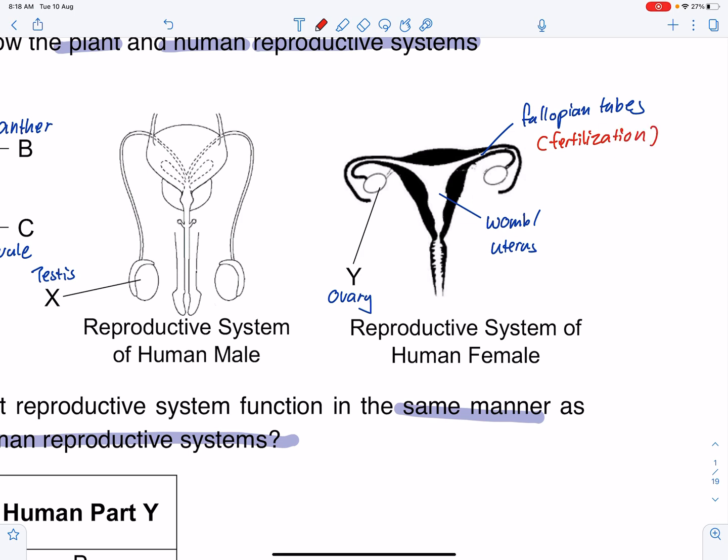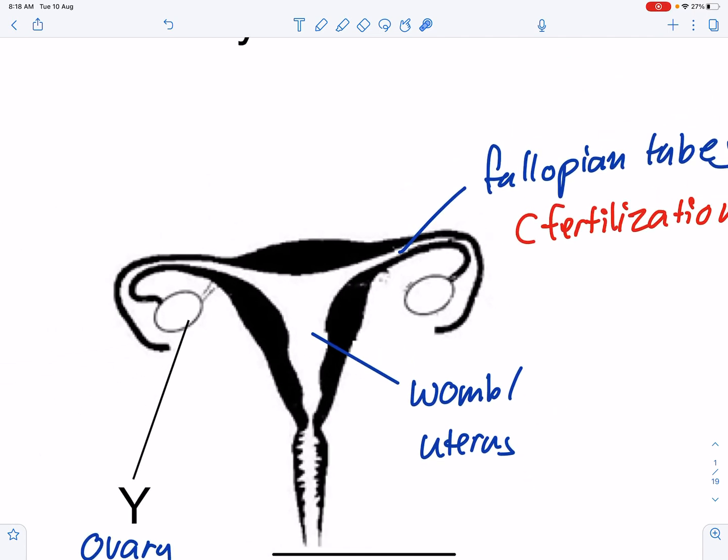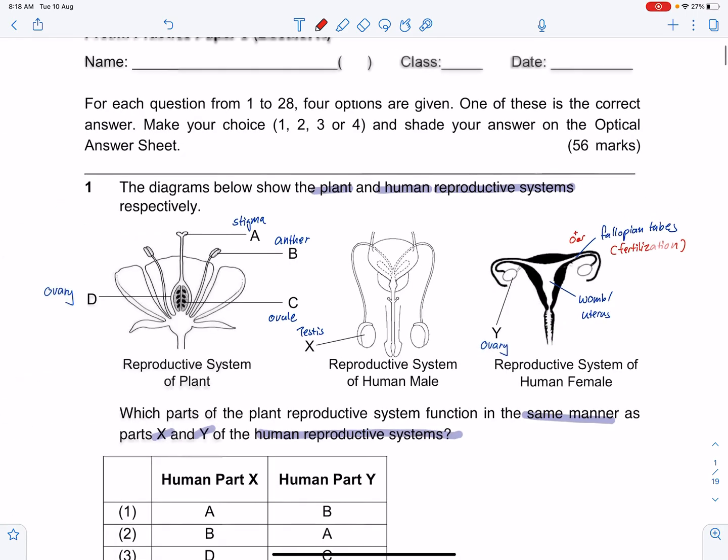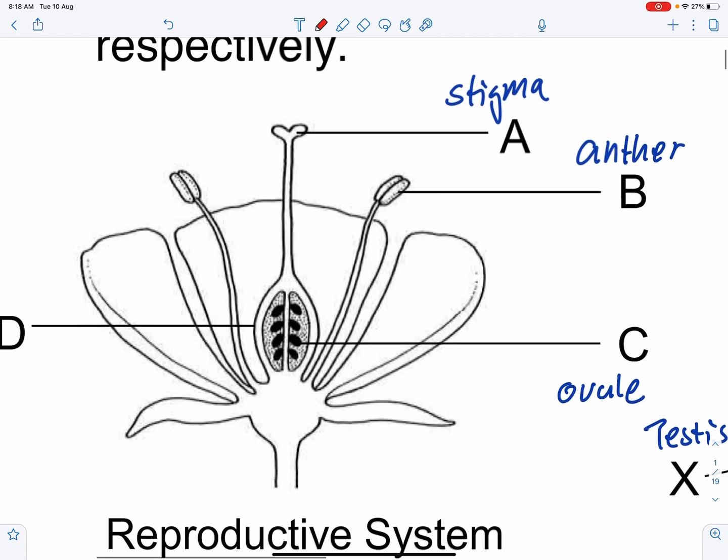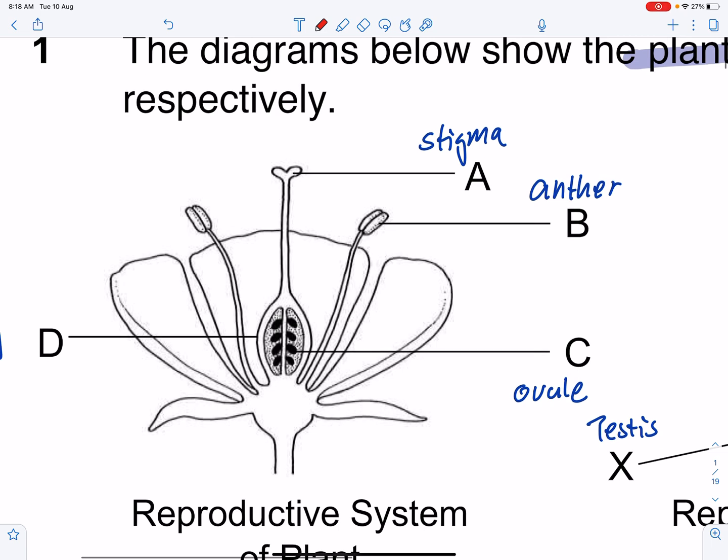Many students tend to have this misconception that fertilization actually occurs in the womb or the uterus. That's wrong, because the fallopian tube is actually where your egg and your sperm will meet each other and fuse. This fusion of these two sex cells results in fertilization. The same thing over here: do note that fertilization for plants also happens in the ovary.